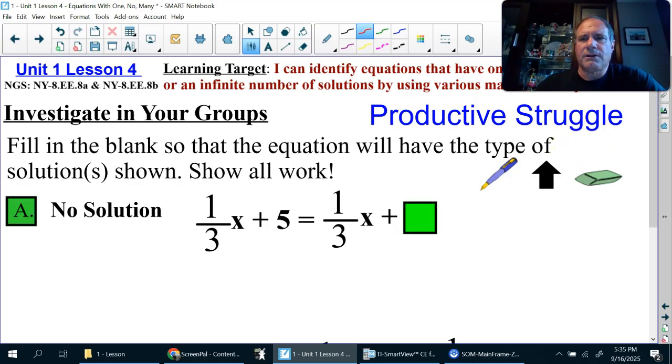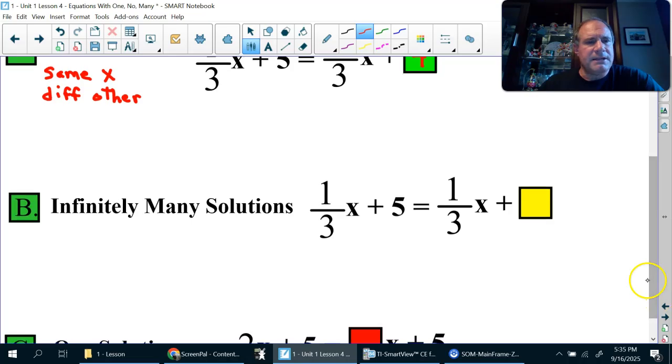Going on, we're going to make sure that we can fill in the blank that will have the type of solution shown. Just remember, no solution: same x, different constants, different other. So this one, they have the same x, but you could put anything but 5 in there. So I could put 4. Infinitely many solutions: same expression.